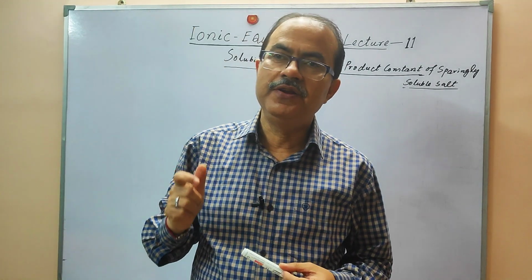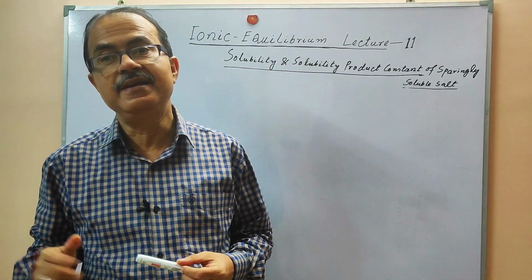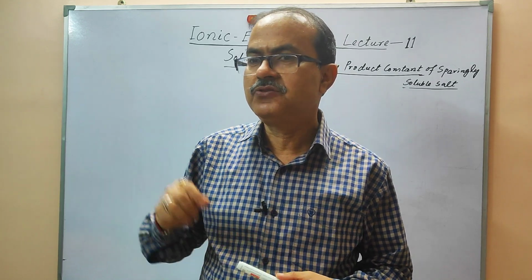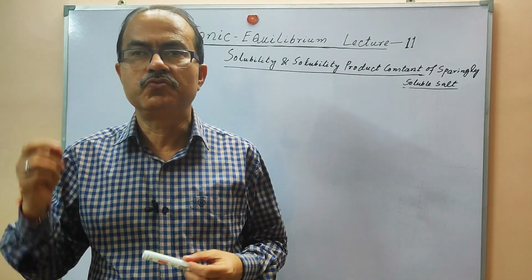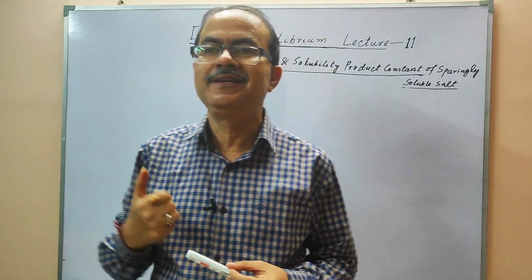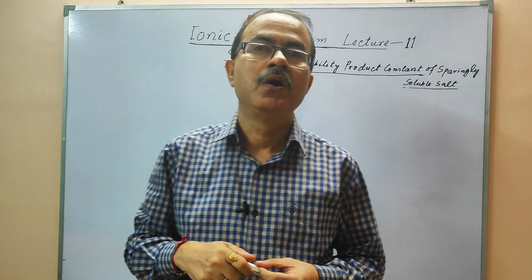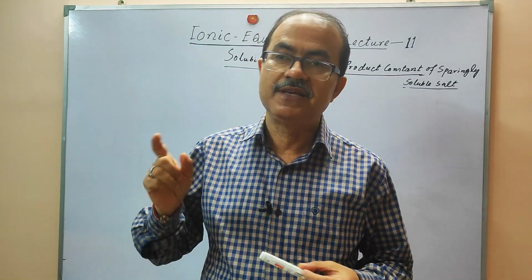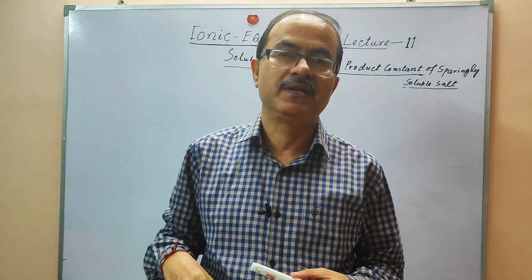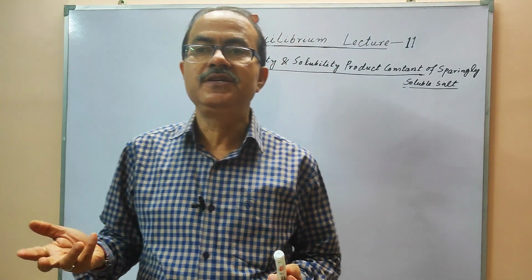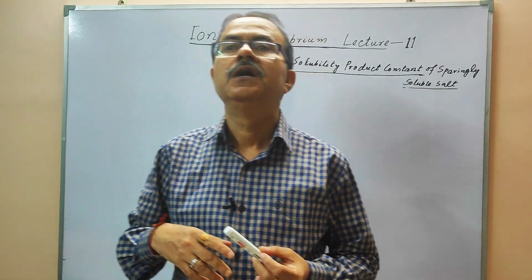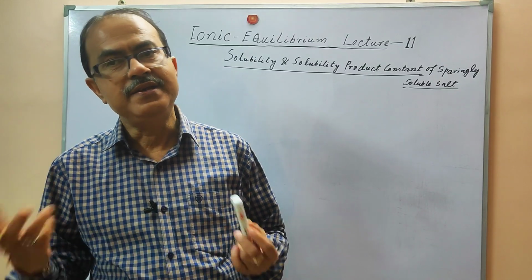Solubility of ionic solids varies a great deal. You can observe that calcium chloride is very soluble in water, so soluble that it will absorb moisture from the atmosphere, and it is called a hygroscopic material. Whereas lithium fluoride, also an ionic compound, has very little solubility in water. So you can see a lot of variation in the solubility of ionic solids. And why is it so?